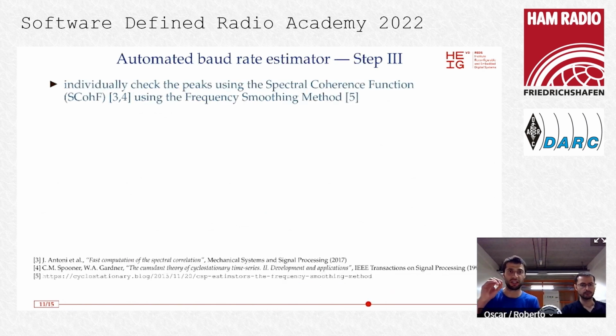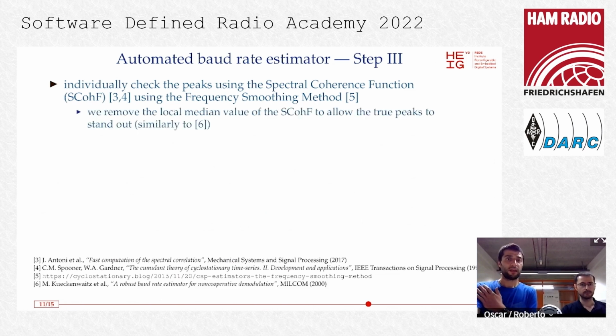And then we check each of them. And we check them usually using the spectral coherence function, in particular using the frequency smoothing method. And this comes from the cyclostationary literature. And we do a trick. We remove the local median value of this function because this allows the true peaks to stand out.